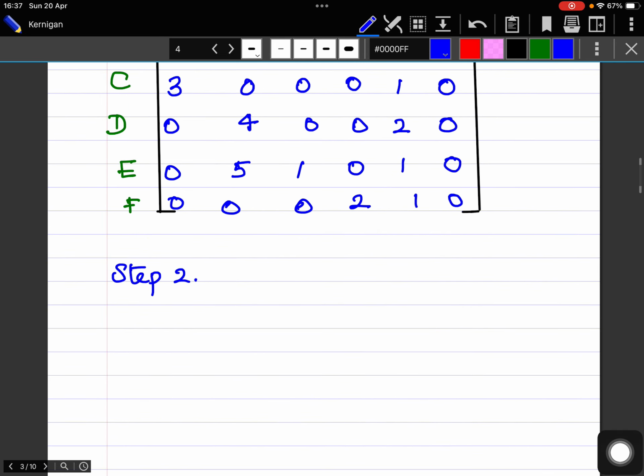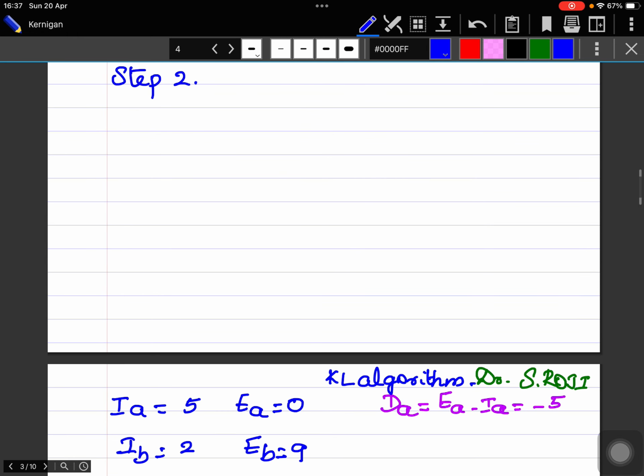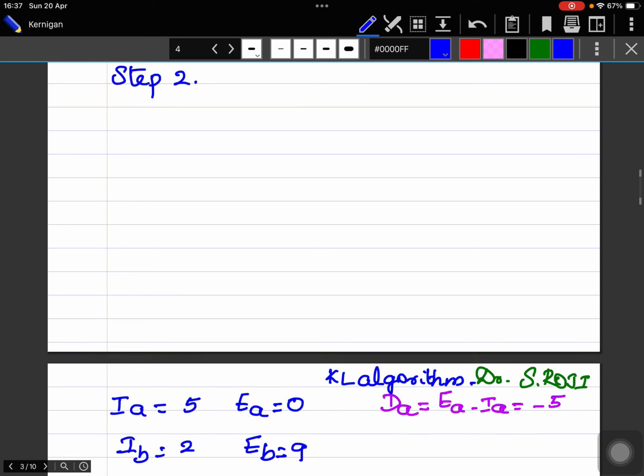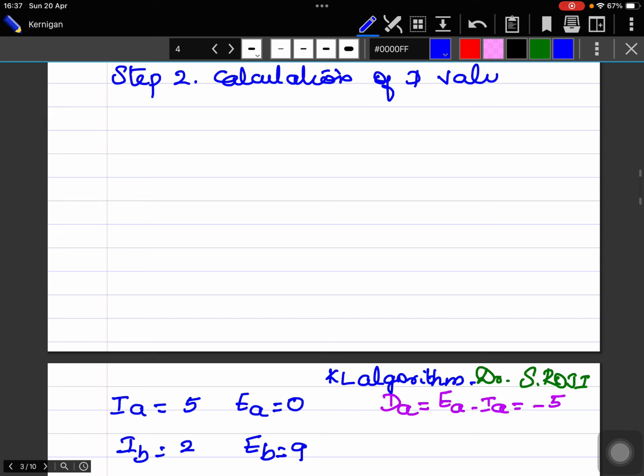Now we'll go to step 2. In step 2, we have to calculate the D factor, the calculation of D values. For calculating the D value, I need to find out Ix. Ix is the internal cost of x. For example, x may be found in a partition and x may be connected to y and z which are in the same partition; the sum of them is given by Ix.